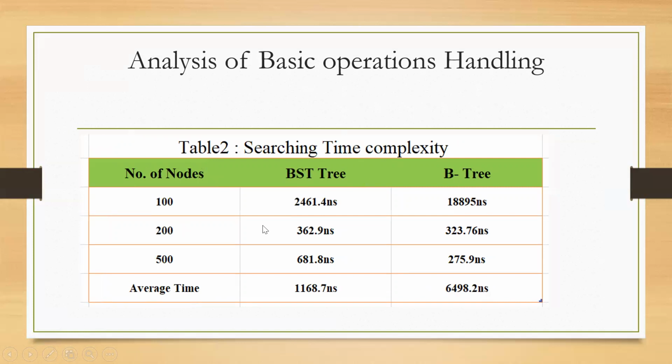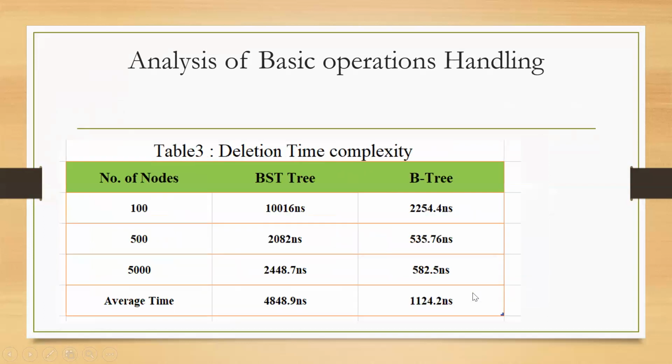Same goes for the search operation. The search time complexity for the same number of nodes is displayed here. The average time for BST is 1168.7 nanoseconds, while B3 is 6498.2 nanoseconds. For delete, we also have the same. The average time is 4848.9 nanoseconds for BST, while this is 1124.2 nanoseconds for B3.